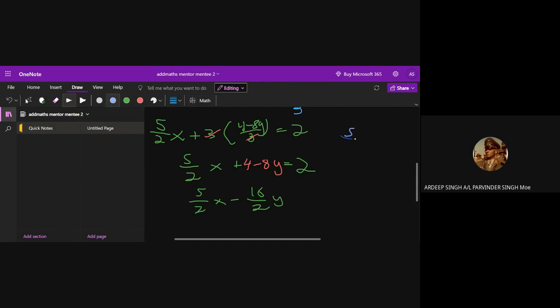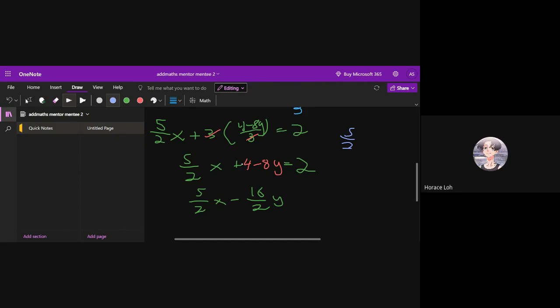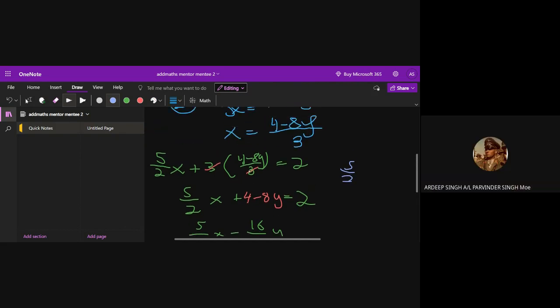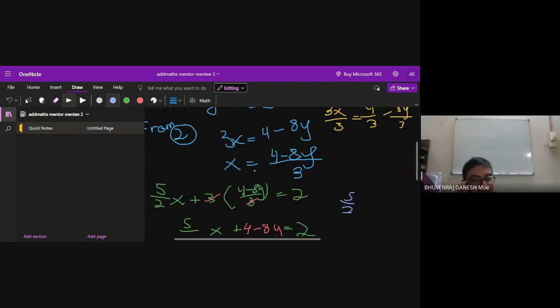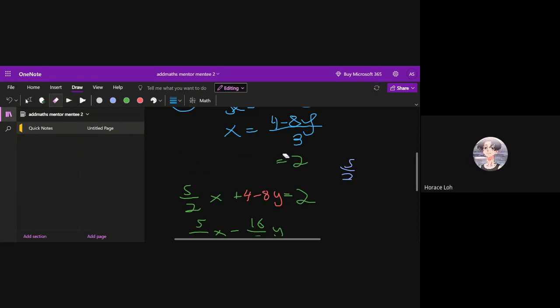5 over... Aldeep, how come the thing is still in two variables? The equation. What do you mean? You put one place, I think. It's supposed to be in X. Substitute in the X. Yeah, good one.